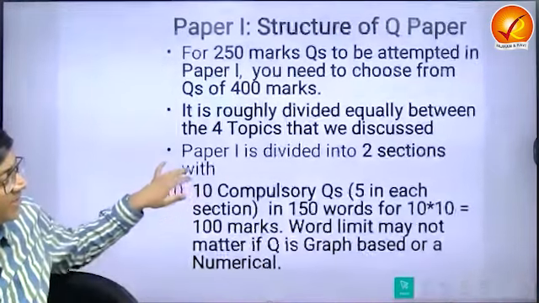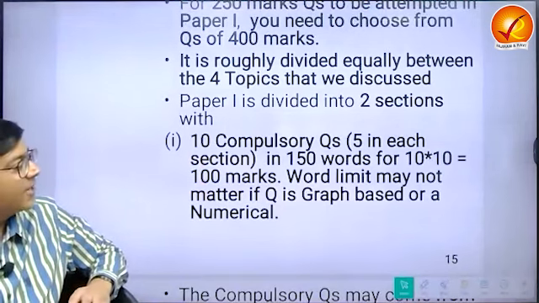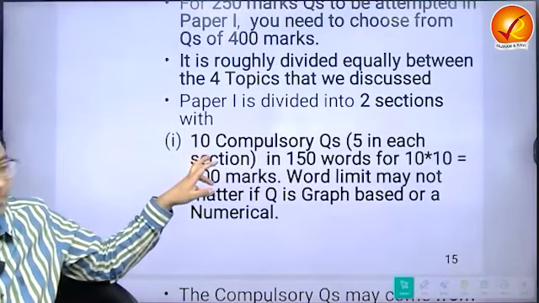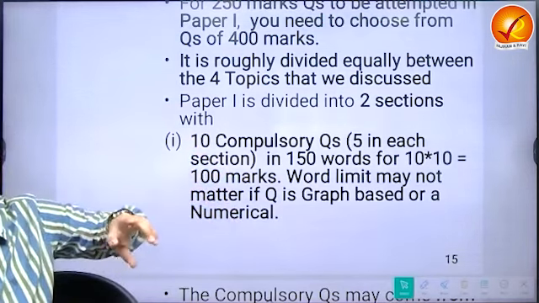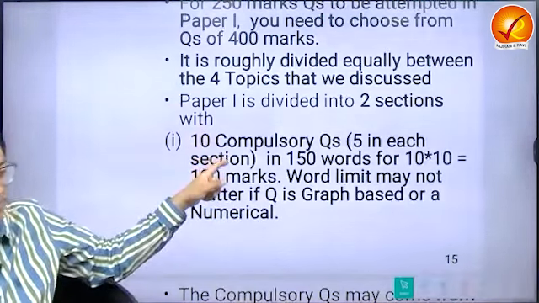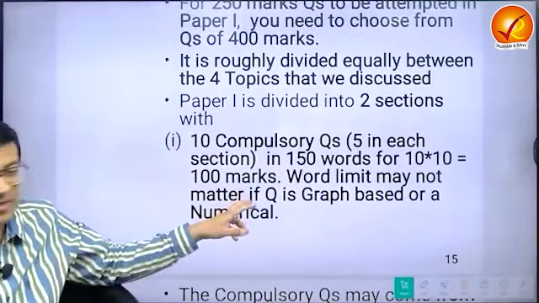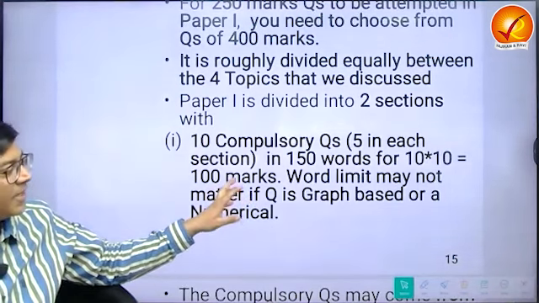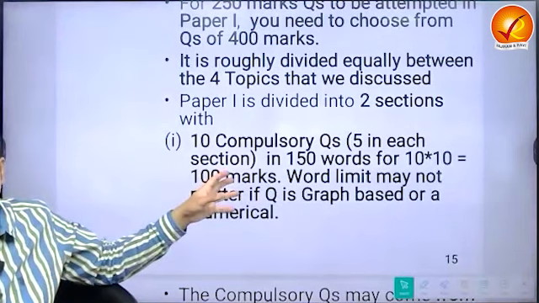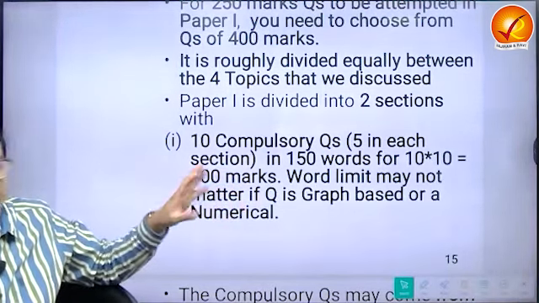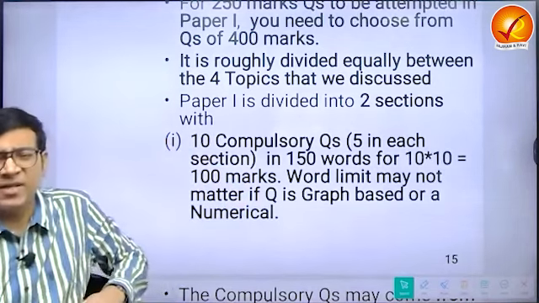Okay, there are 2 sections into which the question paper is divided. One section is of compulsory questions. There are 10 compulsory questions in all: 5 in one section, 5 in the other. So 2 sections, 5 compulsory questions in one, and again 5 in the other. Each one is worth around 10 marks generally. Generally, the word limit is 150 words, but sometimes if a question is expecting you to draw graphs, etc., they don't care about the word limit. Many times I have seen they don't even give a word limit.